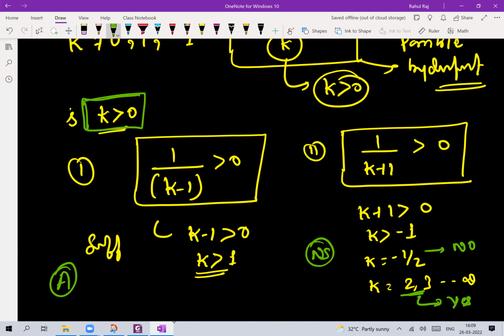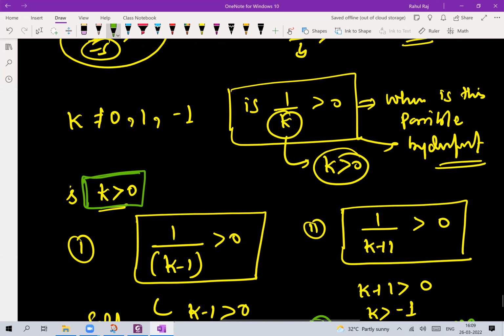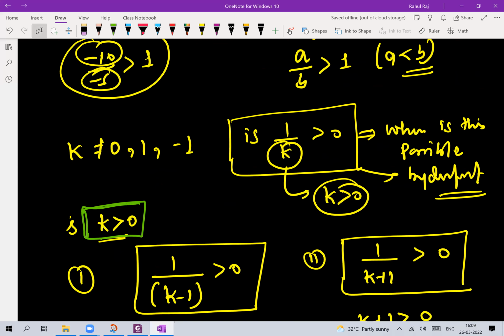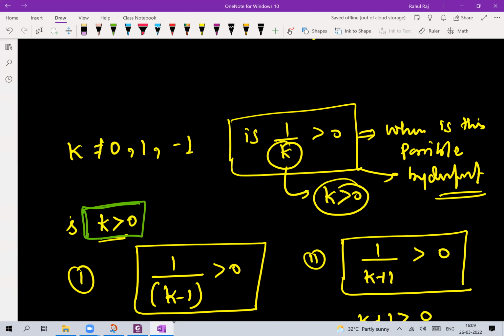Agreed? Yes. Now imagine if I change a question a bit. The question is pretty simple. If k is not equal to 0, 1 and -1, is 1 by k greater than 0? If I put it, if k is an integer and k is not equal to 0, 1 and -1, is 1 by k greater than 0?